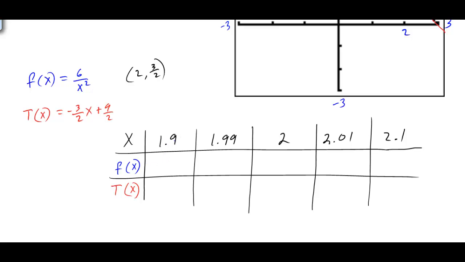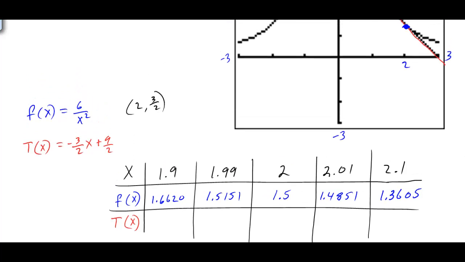So if we plug in 1.9 into the original function, we're going to get 1.6620. And if you plug in 1.99, we're going to get 1.5151. And at 2, we get 1.5. And then if we go a little bit greater than 2, at 2.01, you're going to end up with 1.4851, and then at 2.1, we get 1.3605.